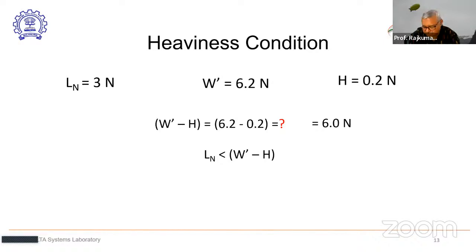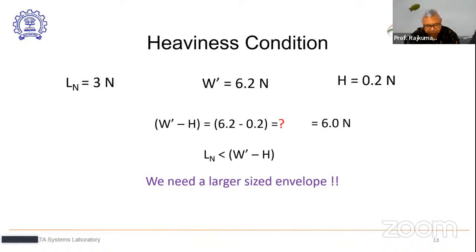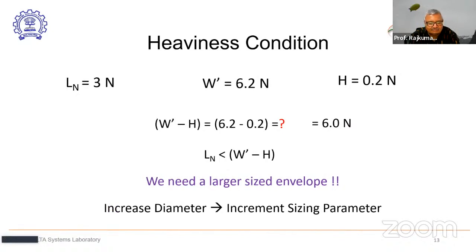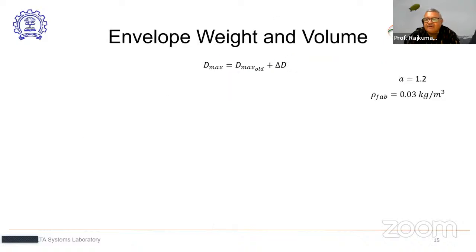So what do we conclude? We conclude that this diameter of 0.5 is not enough. We need a larger envelope, because we were not able to get net lift equal to the self weight minus the heaviness. So you increase the diameter, using something called delta D, taken arbitrarily as 0.2 meters. We increase the diameter from 0.5 meters to 0.7 meters, other things remaining the same. So now the maximum diameter is 0.7 meters.